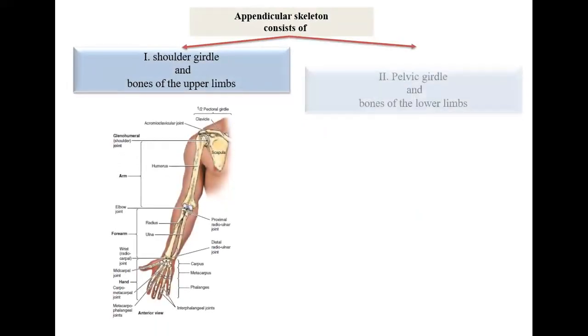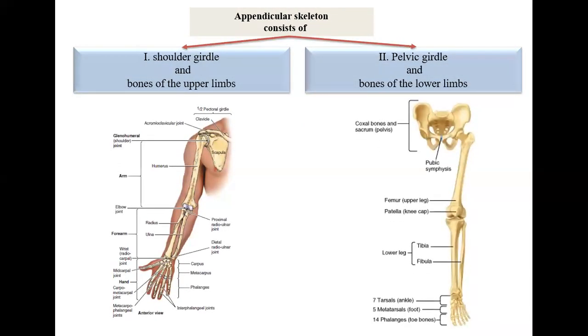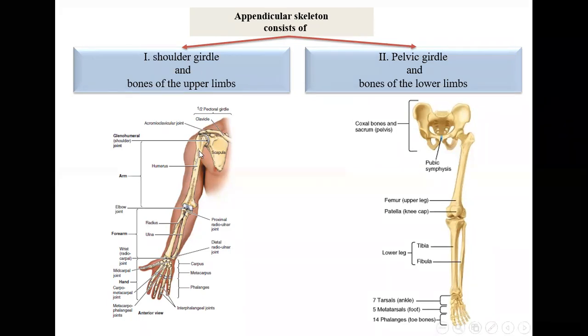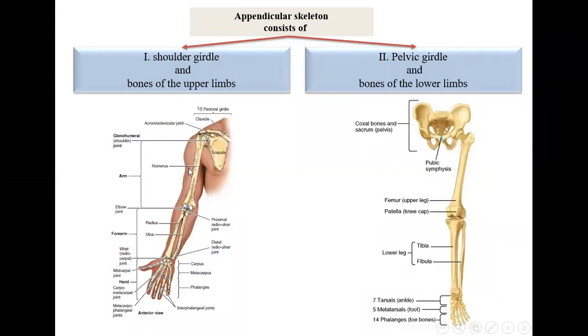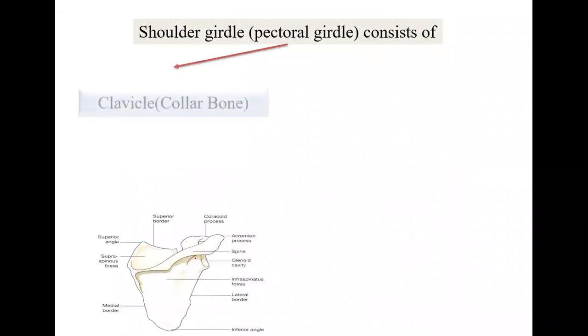If we see the appendicular skeleton, it is divided into two parts, as I said. One is the upper limb and the second is the lower limb, along with its girdle. Girdle means that part which is attached. So the shoulder girdle is the attached part, and these are the bones of the upper limb. Similarly, in the lower limb, this is called the pelvic girdle, and then the bones of the lower limb. So this will be mainly about the bones in the upper limb and the lower limb.